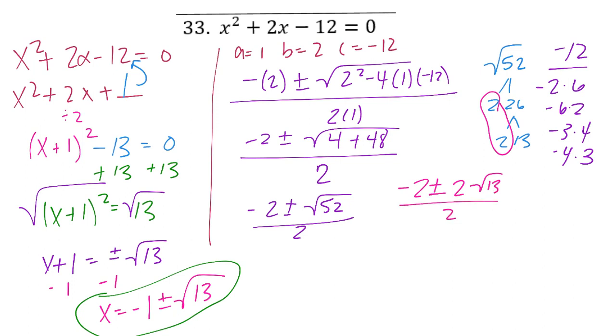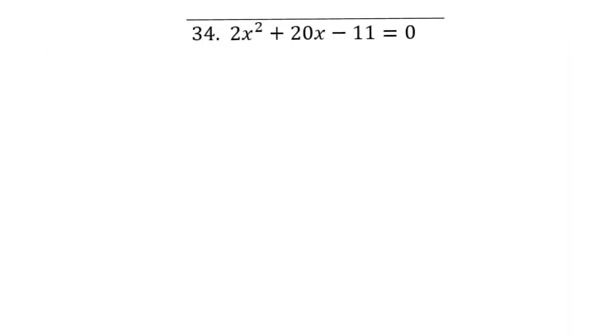So I can divide those 2's by the 2. Negative 1 plus or minus 1 root 13, which is the exact same thing we got from completing the square. So you'll see either way, you get the same answer and they are both correct. One is no more right than the other. All right, one last problem.